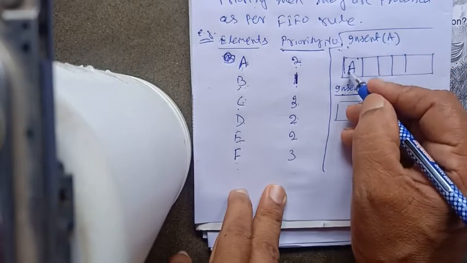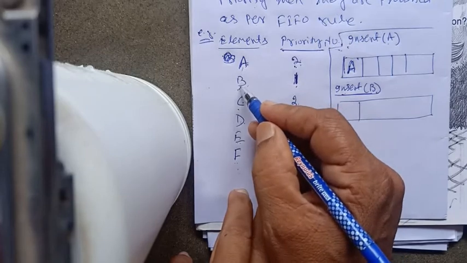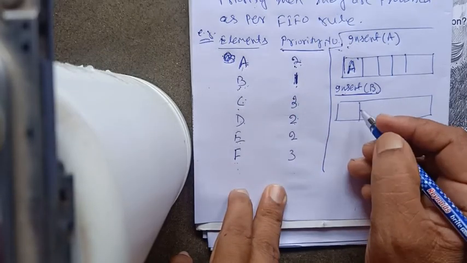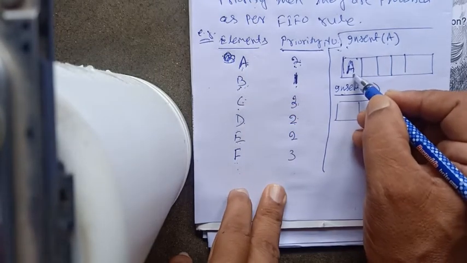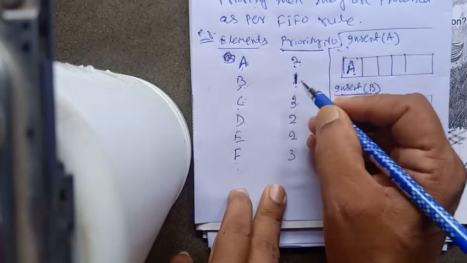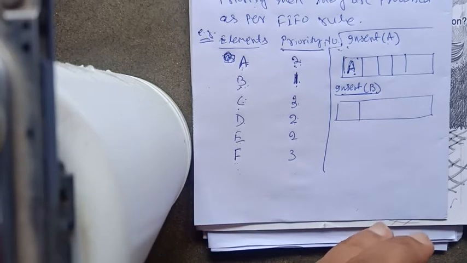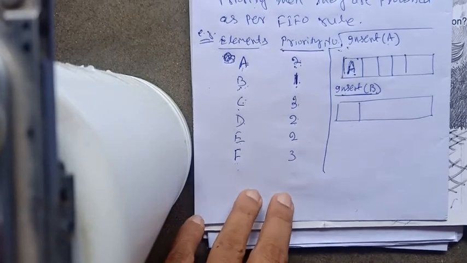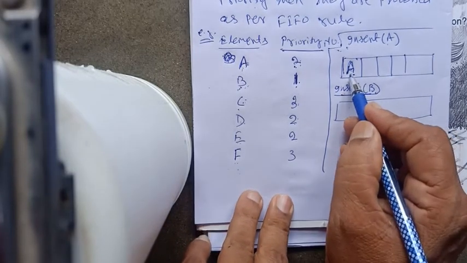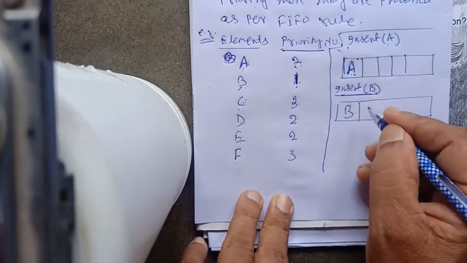Already in the queue there is an element A whose priority was 2. So when B arrives, we have to compare the priority of B with the existing value of A. The priority value of A is 2, and B is 1. So who has the higher priority? Definitely B has the higher priority, because I have already told you that lower the number, higher the priority. I have taken that situation. So A will be shifted backwards, and B will arrive here.